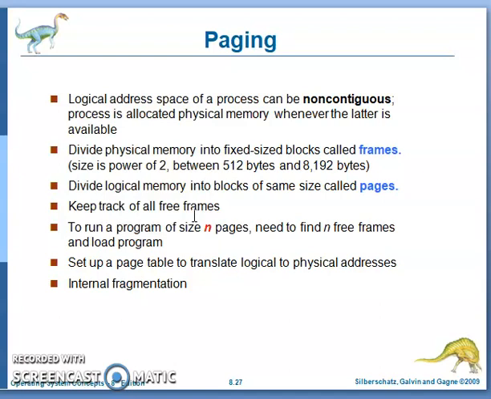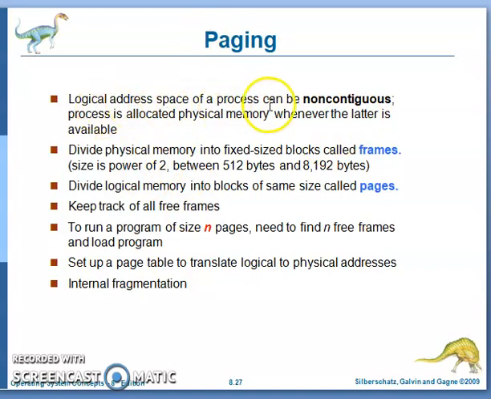For example, job size is 600 KB. That can be divided into 6 pages. Each page size is 100 KB. So the first 100 KB is at one area. The next 100 KB, page 2, is located at another area. That means it is non-continuous. The previous one is continuous. Now this one is non-continuous. Paging and segmentation are both non-continuous.